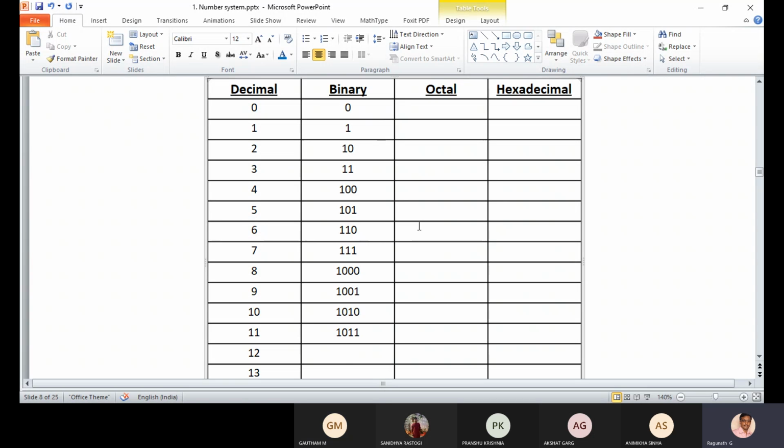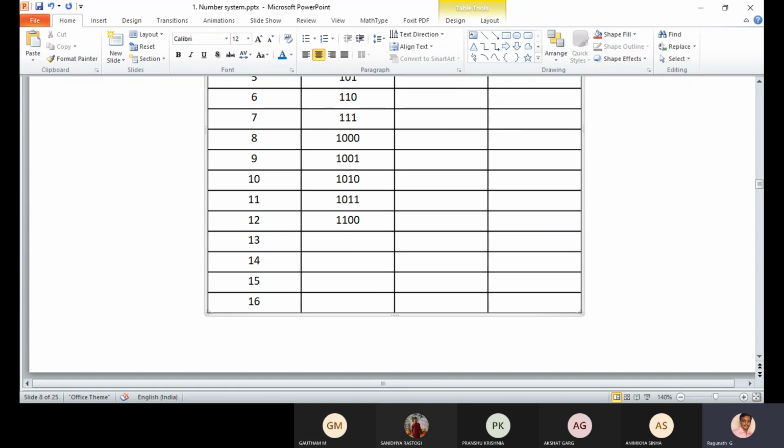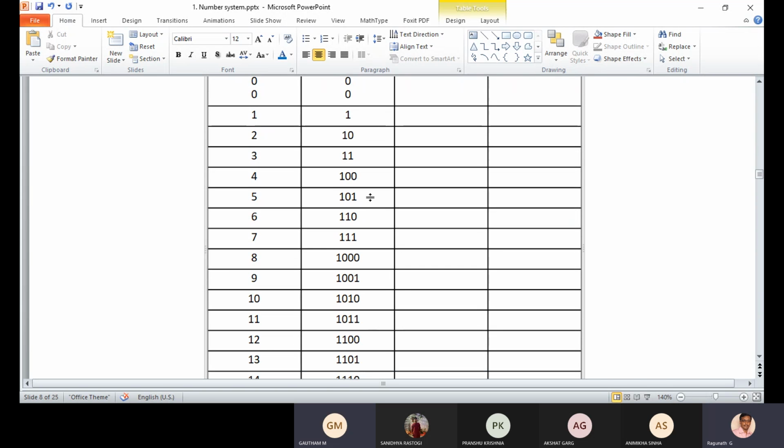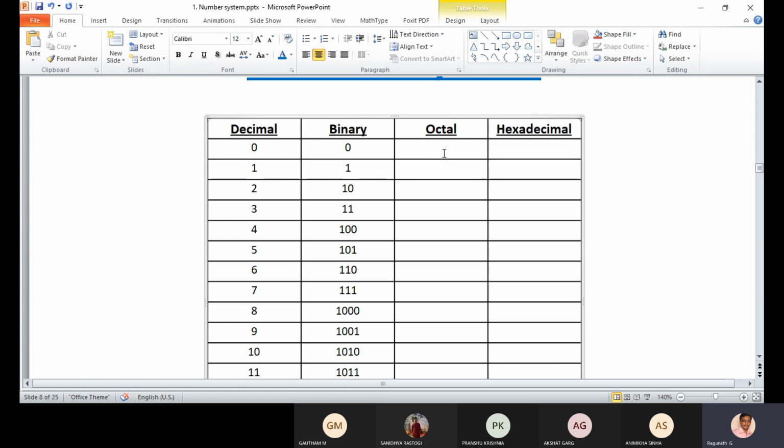You just understand the concept. After hearing each and every class, it will easily be by heart. You don't worry about that. 1100, 1101, 1110, 1111, and the last one is 16. How to write 16? 1 followed by 4 zeros. Now the same concept we have to apply for octal also.